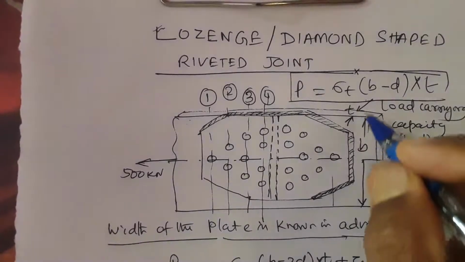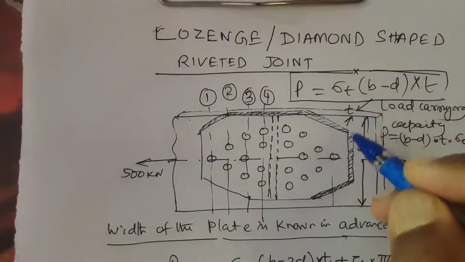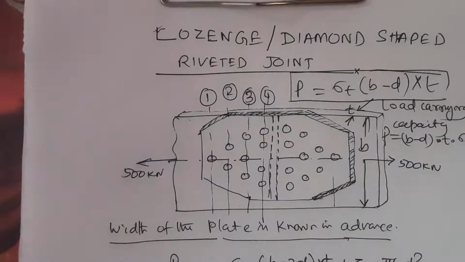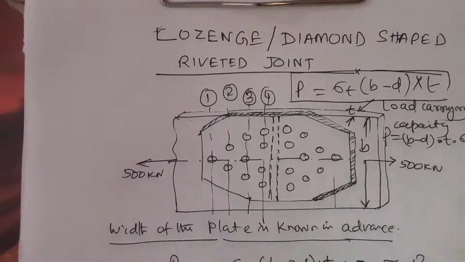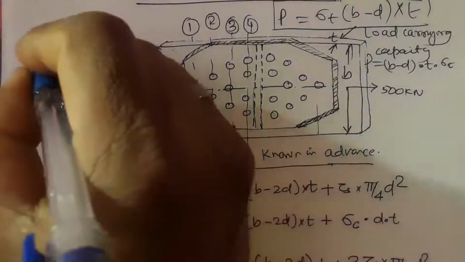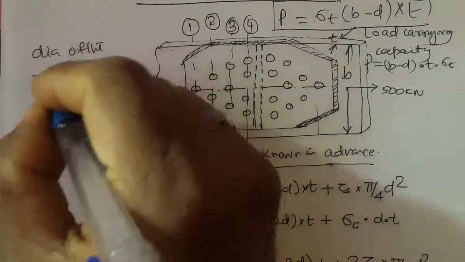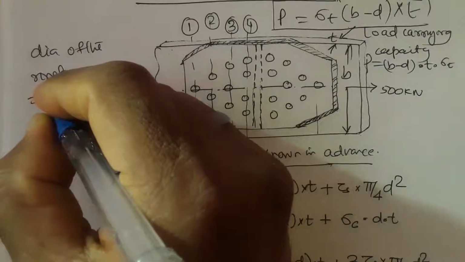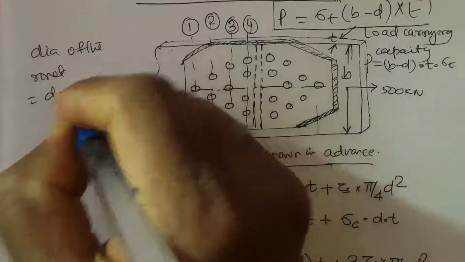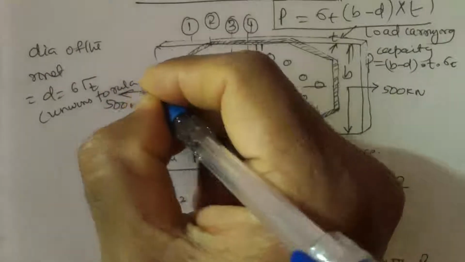In this case, B is the width of the plate, T is the thickness, D is the diameter of the hole, and sigma T is the permissible tensile strength of the plate material. The rivet diameter is normally used in this case if you come across such a joint. If you want to find out the diameter of the rivet, you can use Unwin's formula: D is equal to 6 root over T.